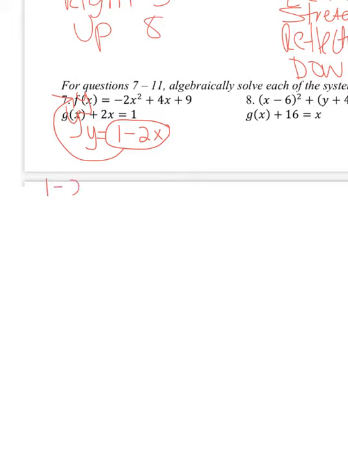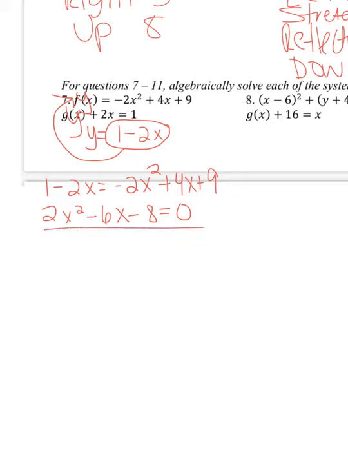So I have 1 minus 2x equals negative 2x squared plus 4x plus 9. I'm going to bring everything to the left side of the equal sign. That way my a value is positive. So this would be 2x squared minus 6x minus 8 equals 0. And then you can do master product on this, or if you want to do completing the square or quadratic formula, you can, but I'm going to factor it. So I can divide everything by 2, so this is x squared minus 3x minus 4.